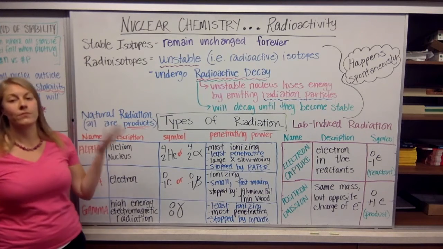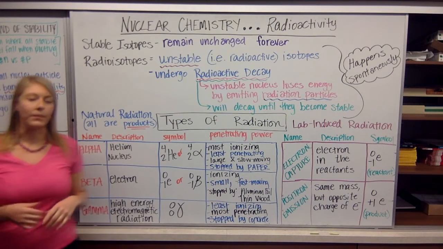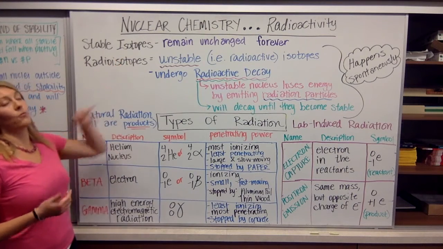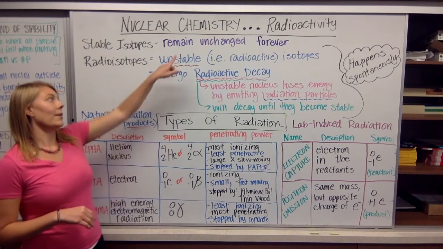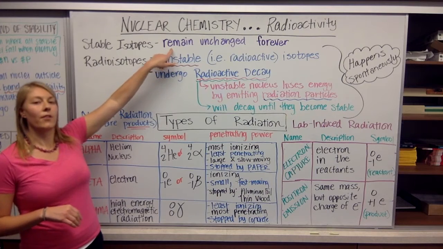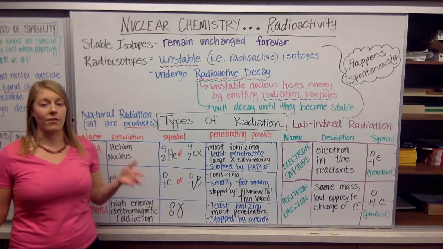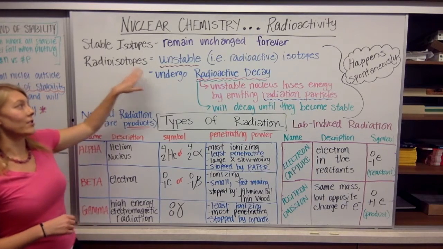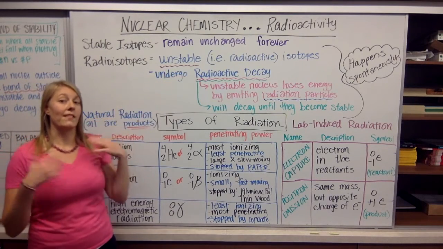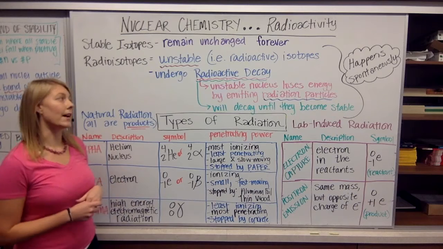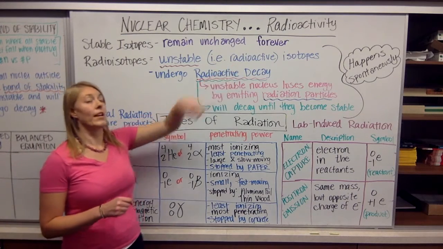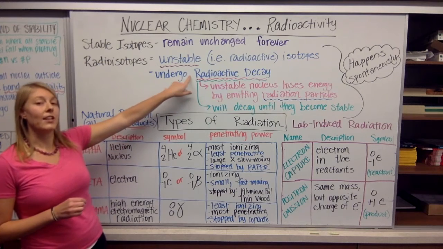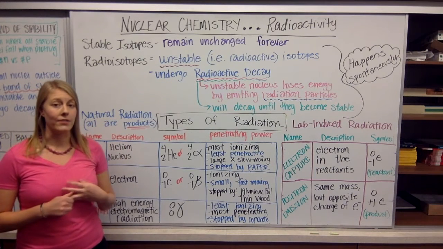We've been talking a lot about isotopes lately, and we see in this unit two different types: stable isotopes and radioisotopes. Stable isotopes are those that will remain unchanged forever. So they exist in nature and they won't ever change. Whereas radioisotopes are unstable, which means they are going to change. We call these also radioactive isotopes. The way that they're going to change is that they're going to undergo radioactive decay.